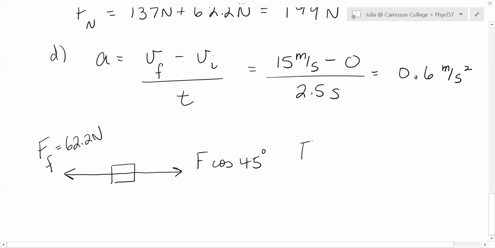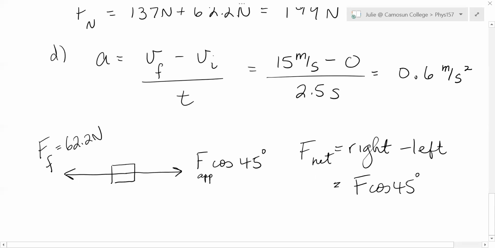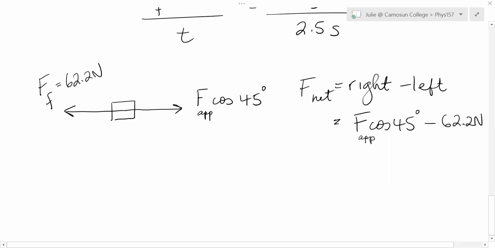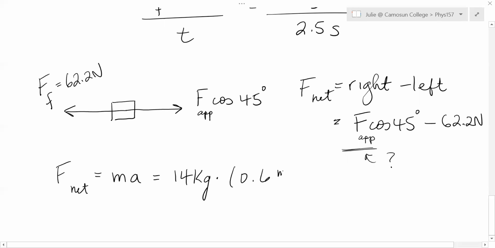And so now F net is right minus left. So the net force is the applied force along the handle times the cos of 45, that's the component in the x direction, minus the force of friction, 62.2. So that's our F net. Now we can't calculate that because we don't know the applied force. This is what we're trying to find. This is our unknown. But we know that F net equals MA. And so we know that this is equal to 14 kilograms times that acceleration, 0.6 meters per second squared.